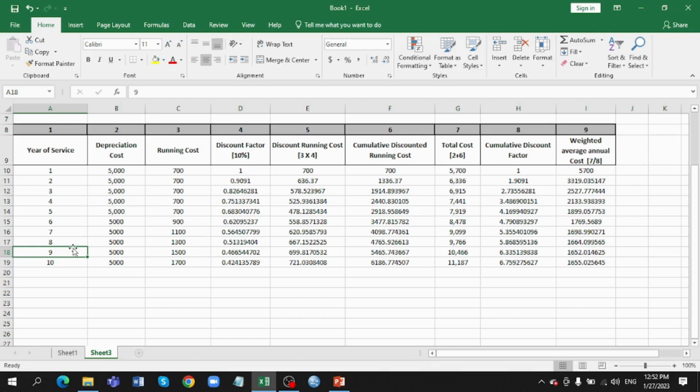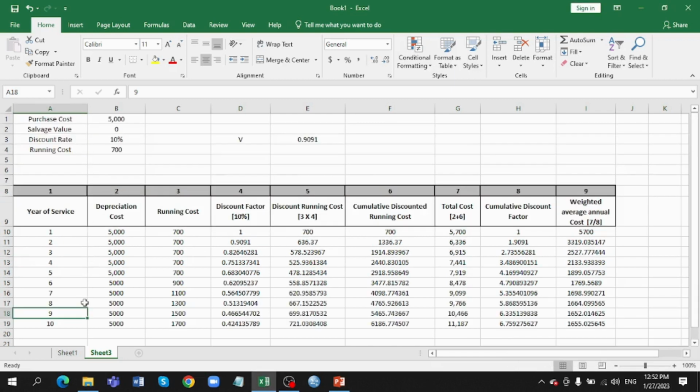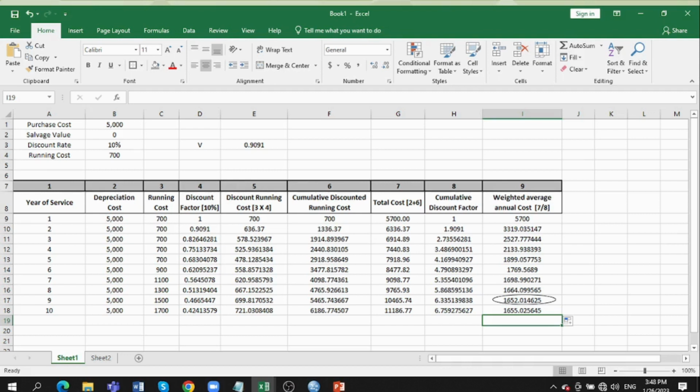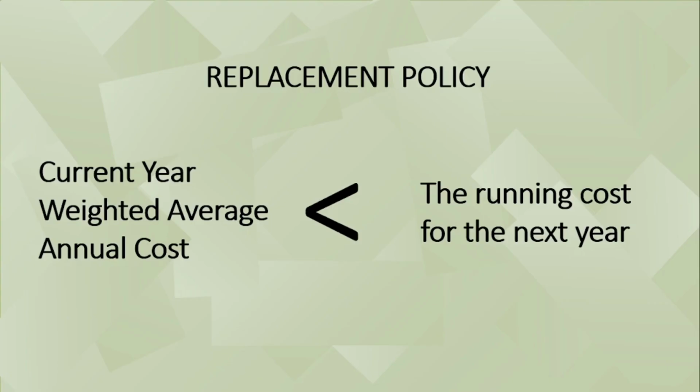So our 9th year is the optimum replacement period of your machine. So again, your 9th year of service is the optimum replacement period of the machine. Now let us check our replacement policy with this solution. If a particular condition is satisfied, then you can get your asset replaced at the end of the period.